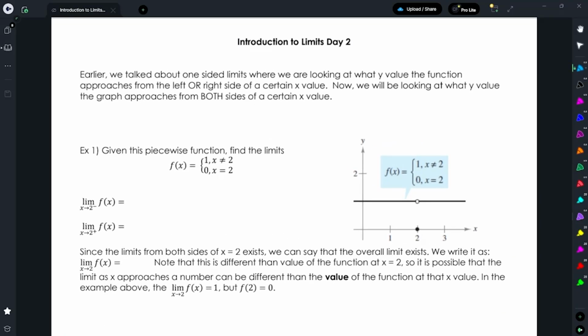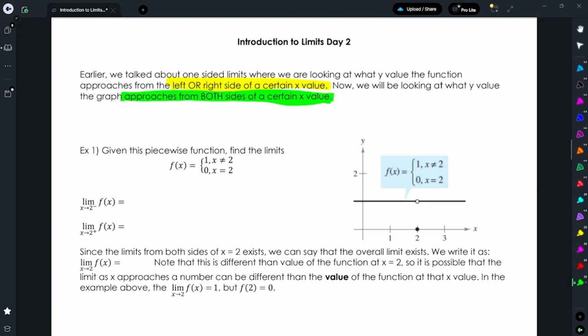All right, so earlier in our previous lesson, we talked about the limit as x approaches a certain value from the left side and then from the right side, and those were called one-sided limits, when it's coming from the left or right side. Now, today what we'll be doing is looking at the limit as x approaches the value from both sides of that certain x value.